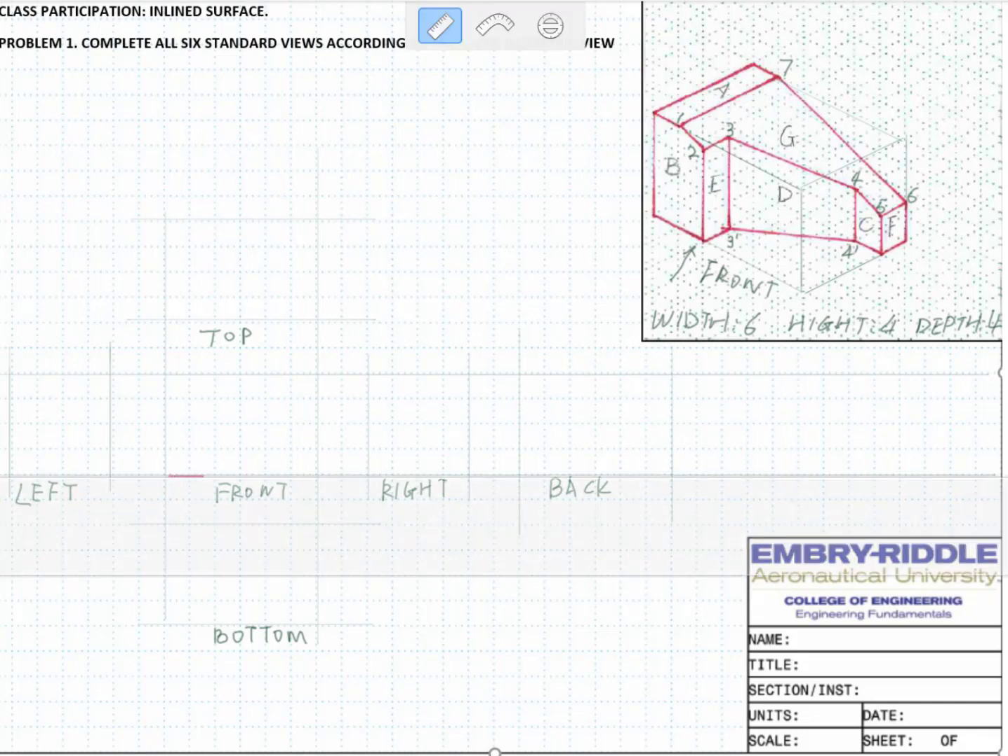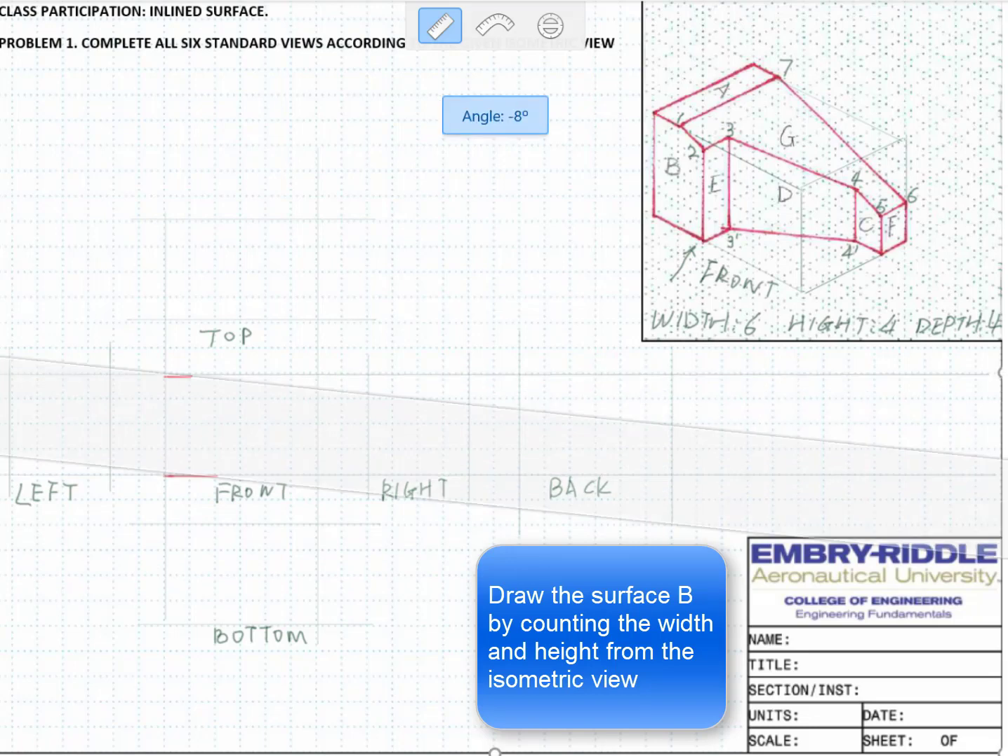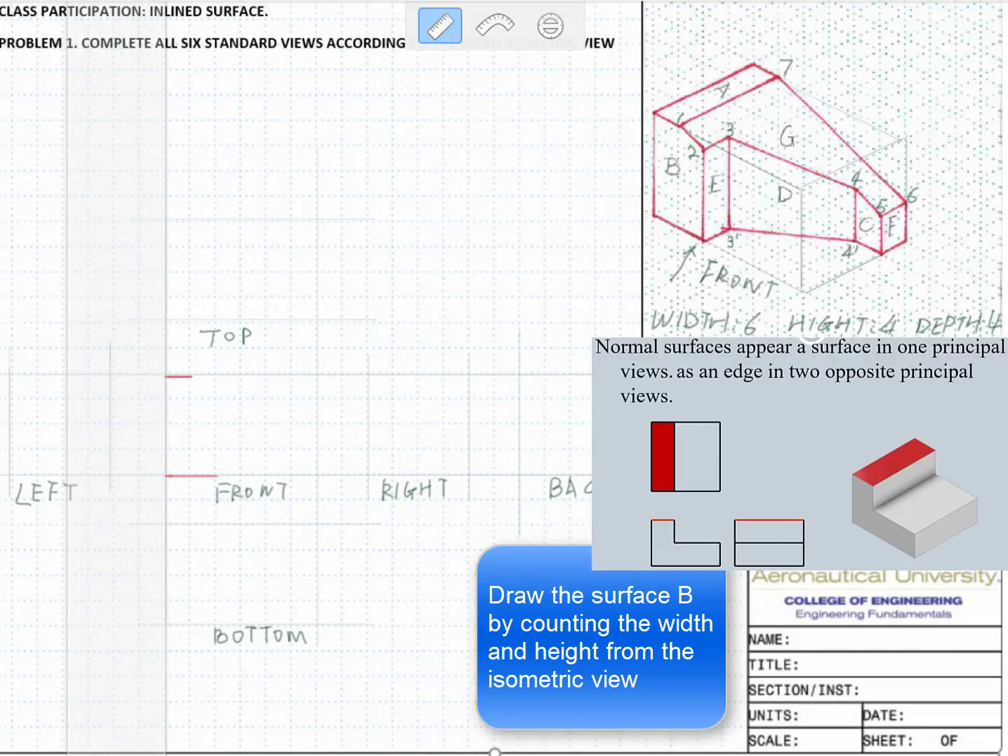Starting from the front view, because the surfaces B and C are parallel to the front side of the glass box, they are the true size. So we draw B and C first. Measure the width and the height.